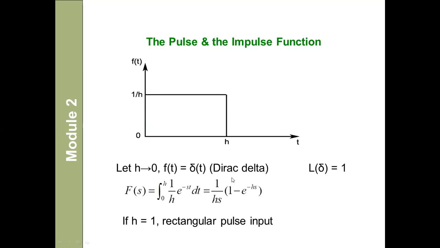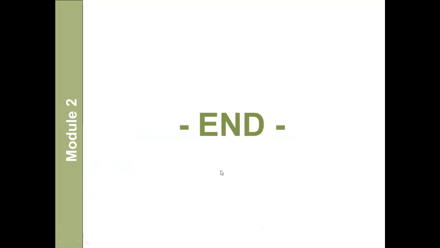Again, the Dirac delta or the impulse function is just a mathematical idealization of the pulse that occurs for a very short amount of time. Any question here? None? Okay, this is the end for now.